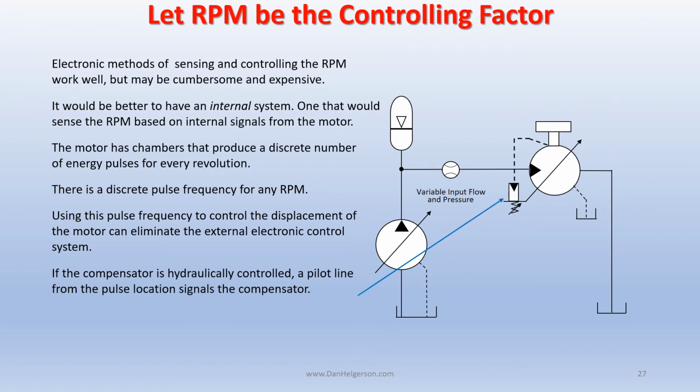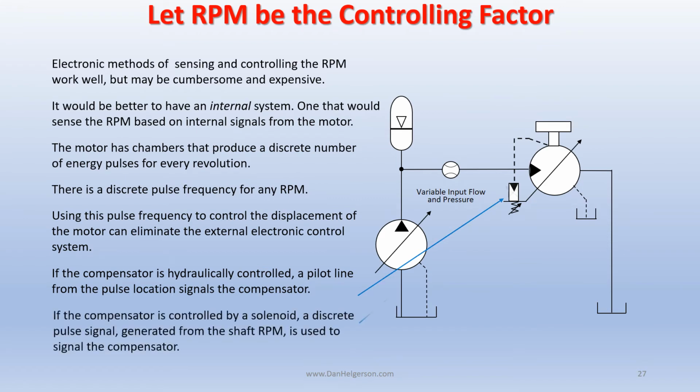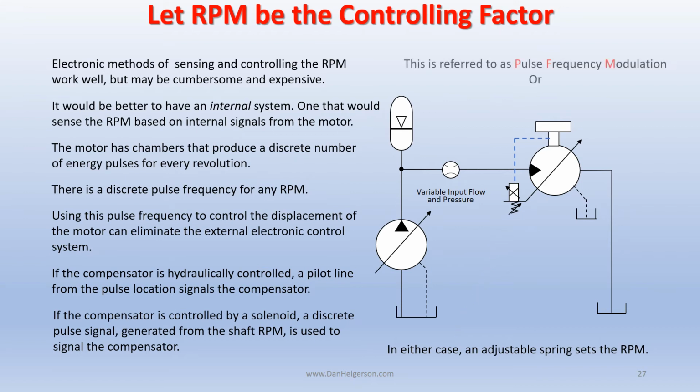If the compensator is hydraulically controlled, a pilot line from the pulse location signals the compensator. If the compensator is controlled by a solenoid, a discrete pulse signal generated from the shaft RPM is used to signal the compensator. In either case, an adjustable spring sets the RPM. This is referred to as pulse frequency modulation, or PFM.